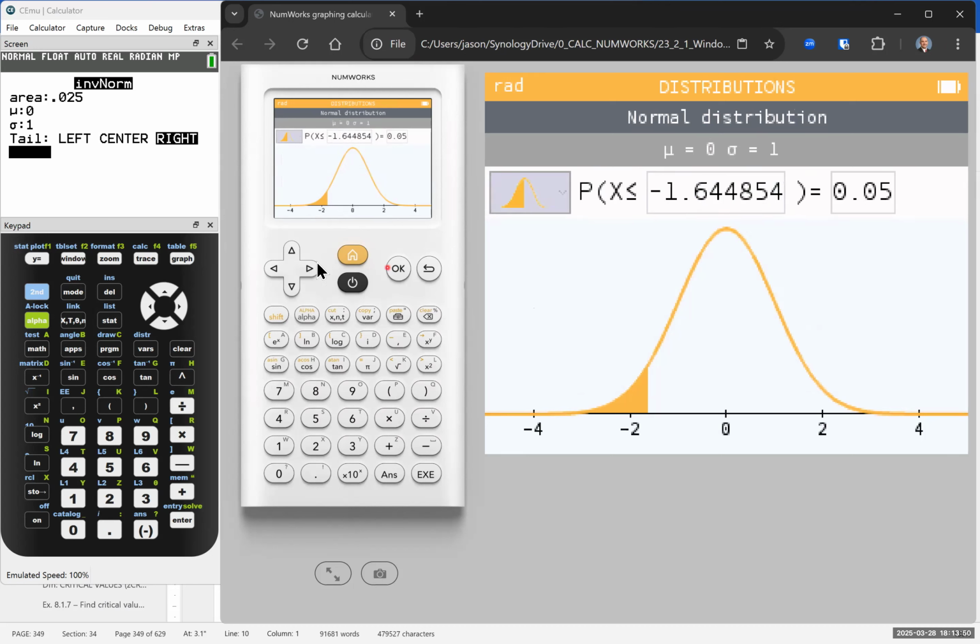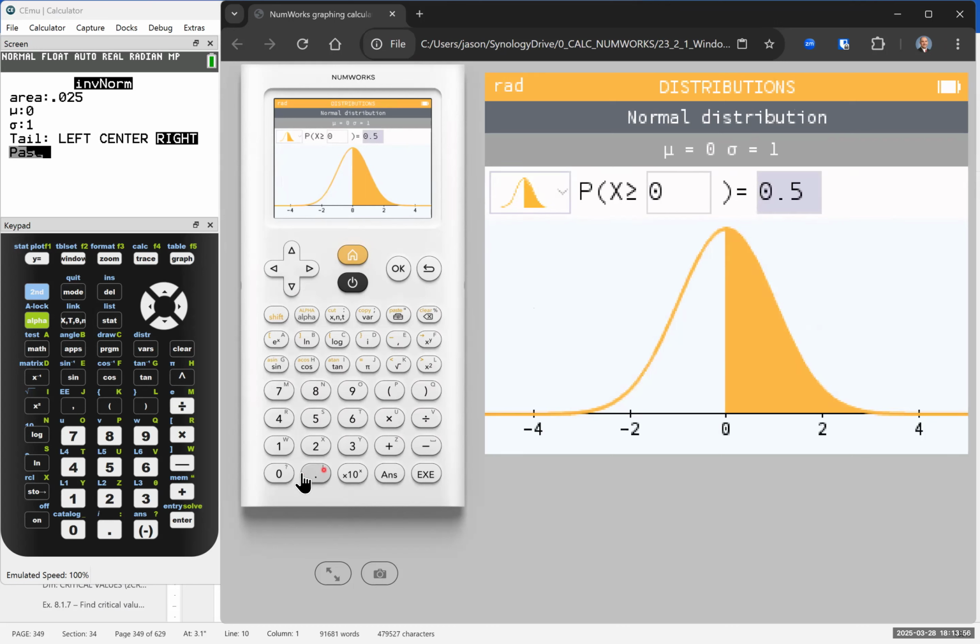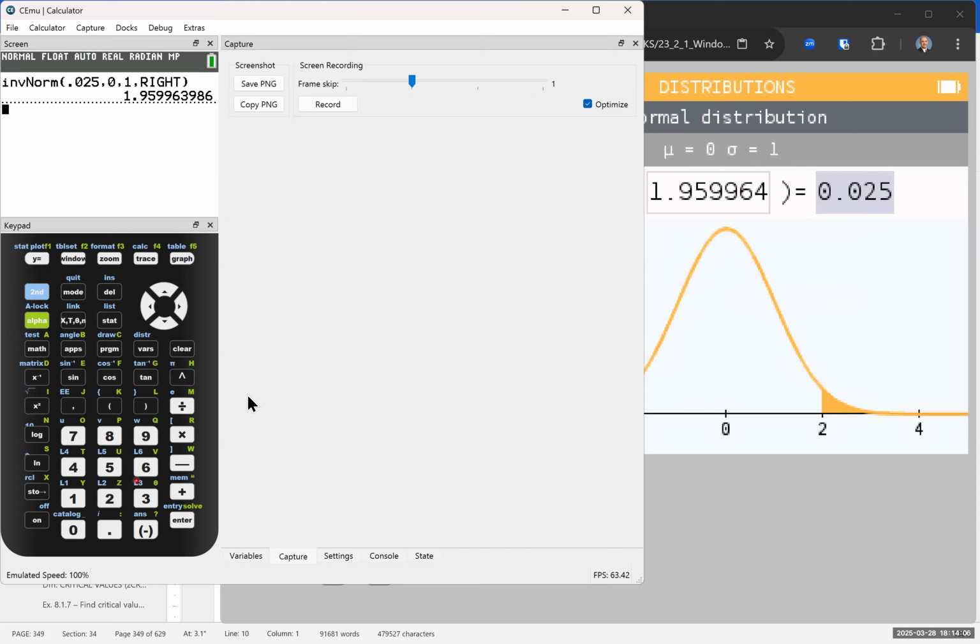And I want the area to the right. So I want the third option. And this will be an area of 0.025. So I've hit execute there. And on the Texas Instruments, execute twice. Okay, I get 1.959664.